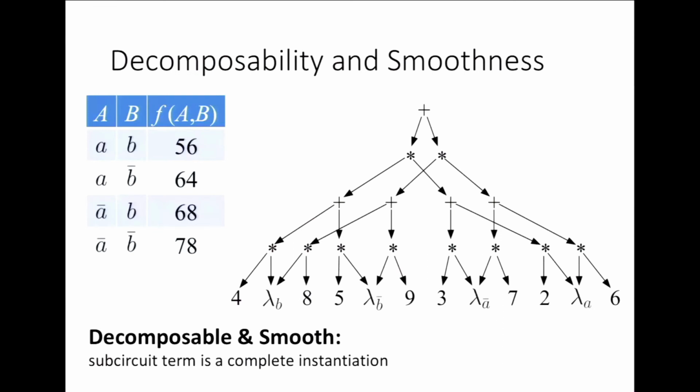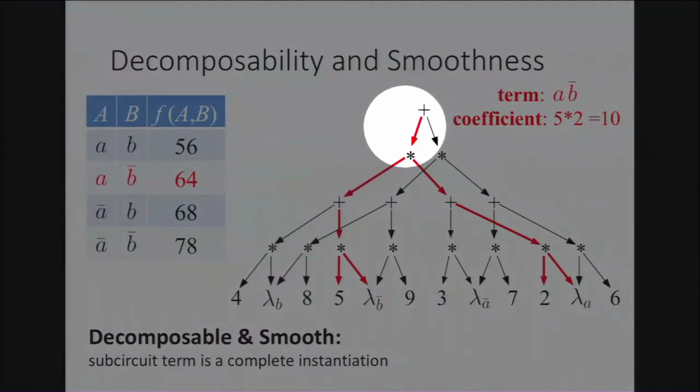Okay, now look what's going to happen. Let's look at this concrete example. And here's a subcircuit. We started here. We went to this child. We took both children of the star. At this plus, we did this. We're good? The term is A true, B false. What is the coefficient? 10. Right? What is A, B false? That's 64. Okay? That's not the whole thing.